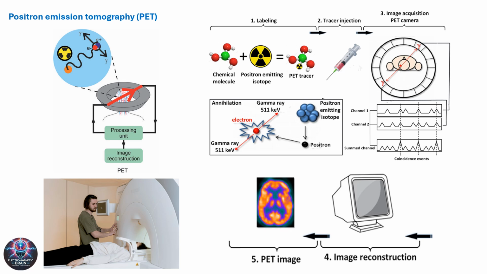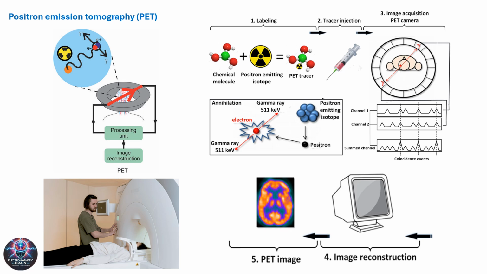As the tracer accumulates, it begins to emit positrons, which collide with electrons in the body, leading to annihilation. This is the release of gamma rays, which are detected by the PET camera. The detectors in the camera capture these gamma rays in two opposite directions, which allows us to pinpoint the exact location of the metabolic activity. The signals are processed from multiple channels and combined to create a detailed image of brain activity. The data goes to the data processing unit, where it undergoes image reconstruction.